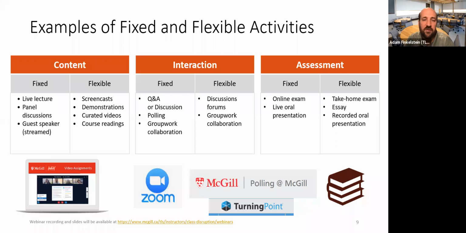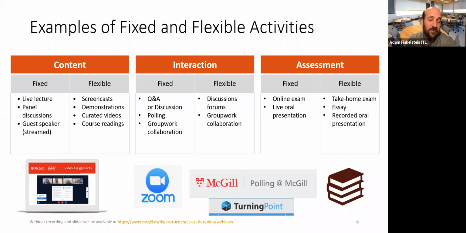In terms of flexible assessment, there are lots of ideas around things like take-home exams. So you can use the assignment tool in My Courses, provide an exam, students go away, have 72 hours to work on it, work through the exam, and submit it back for grading at a set time. Could be essays, or multi-stage assignments that you're going to have students work through.